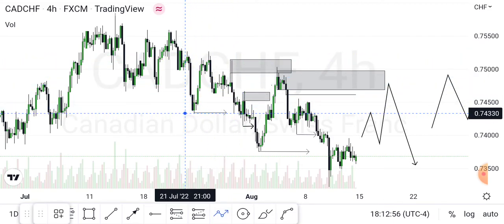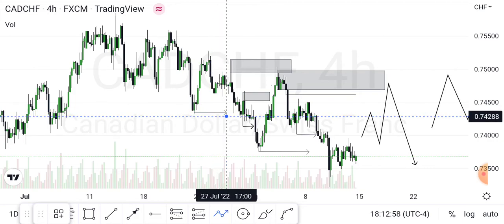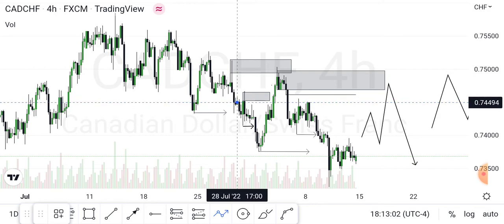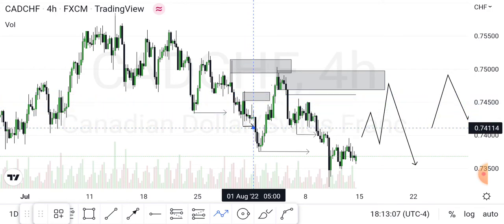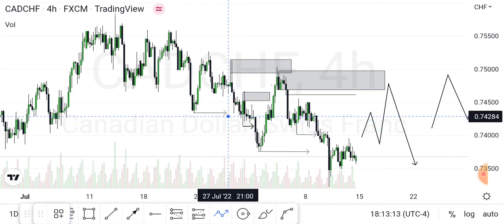Now look at this down, guys. We see this break of structure here, isn't it? You see this break of structure here. Now we see this pullback, isn't it? And we see price breaking structure here, isn't it? We see this break of structure here. So this is an inducement already.